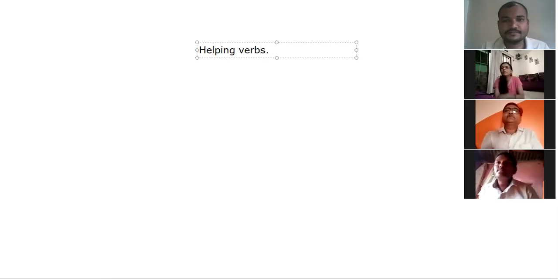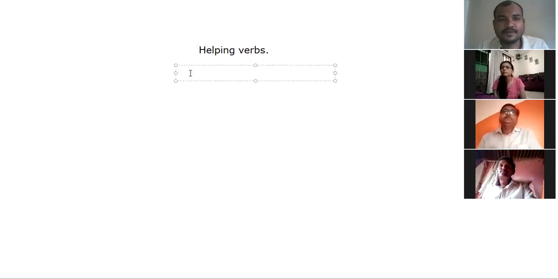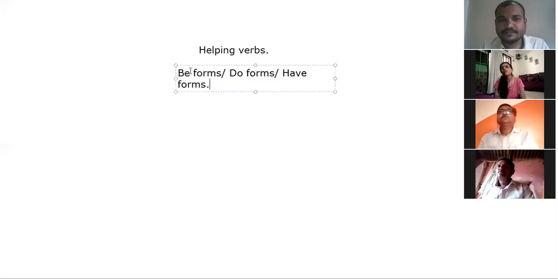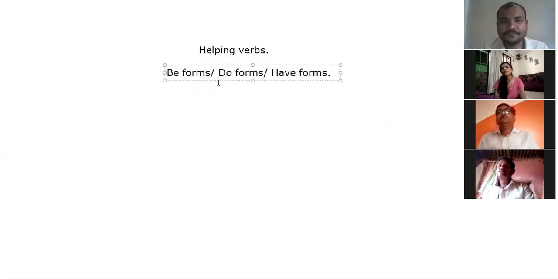Helping verbs, correct? Under the helping verbs, what are the forms we discussed? Be forms, do forms, and have forms. So these are the three forms we discussed in our previous class.